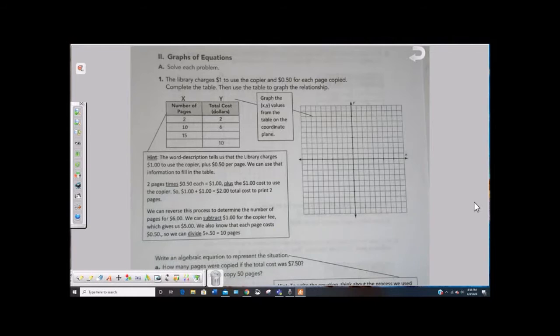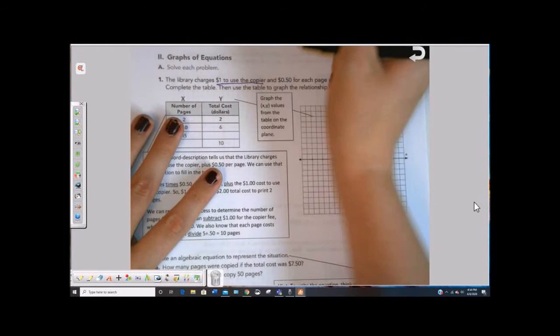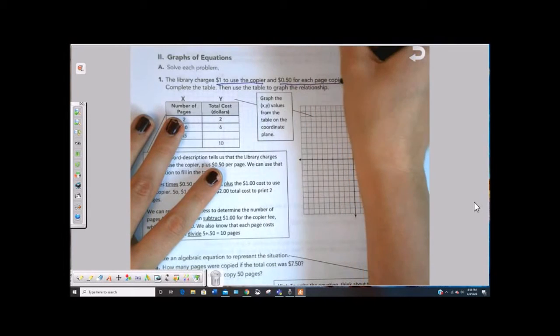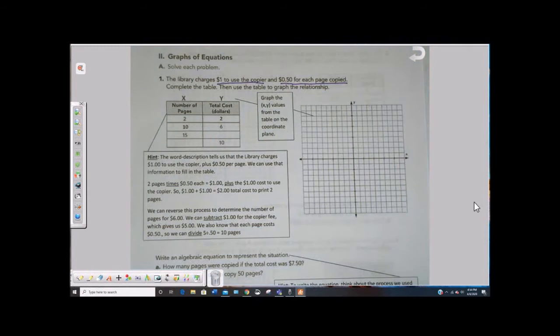So there's a lot of words on here and a lot of hints and things like that, and that's fine if you want to read it. But I'm just going to tell you how I visualize this, and we'll just go from there. So it says the library charges $1 just to use the copier, and then 50 cents for each page copied. So just to use the copier in general, you need that $1, and then it's 50 cents added on per copy. So it says complete the table and use the graph to graph the relationship.